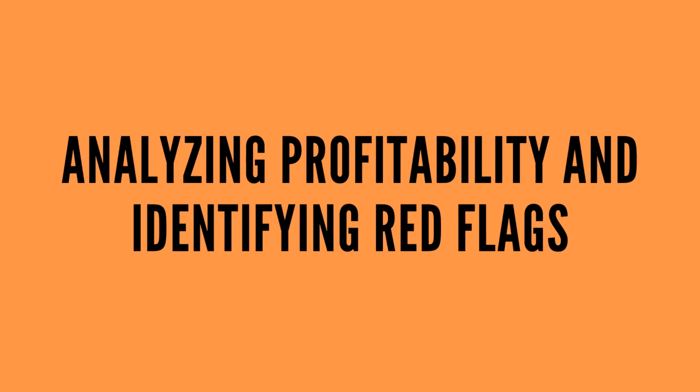Now that we've broken down the income statement, let's talk about analyzing it. The goal is to understand how profitable your business is and to identify any red flags. Profit margins are your go-to tool for measuring profitability. Start with your gross profit margin. Example, if your gross profit is $50,000 and your revenue is $100,000, your gross margin is 50%. Look at the trend over time. Is your margin shrinking? That could mean your costs are rising faster than your revenue, which is a red flag.